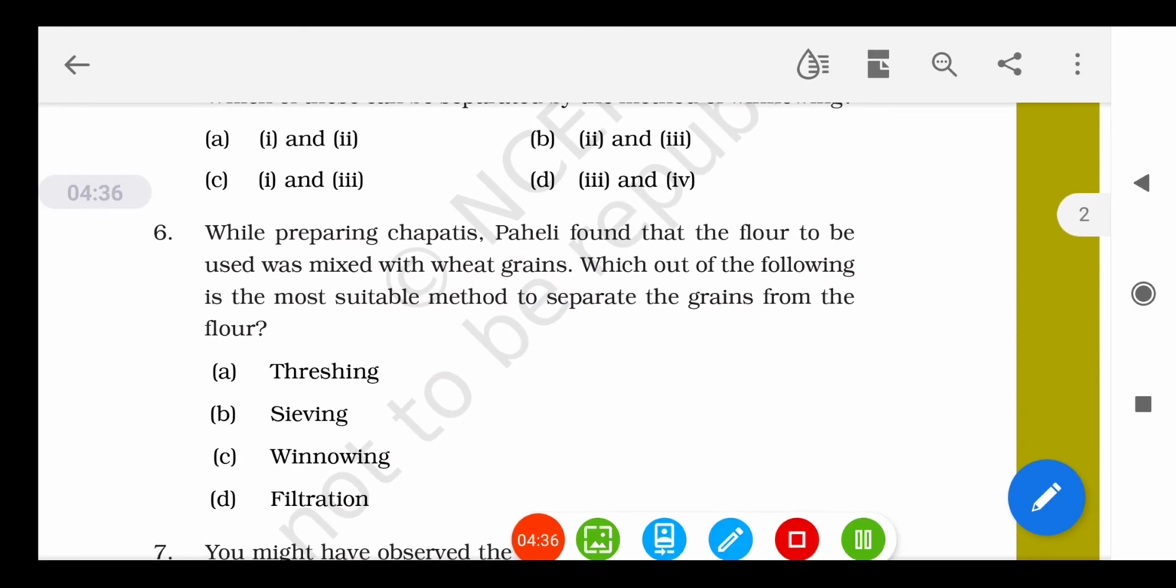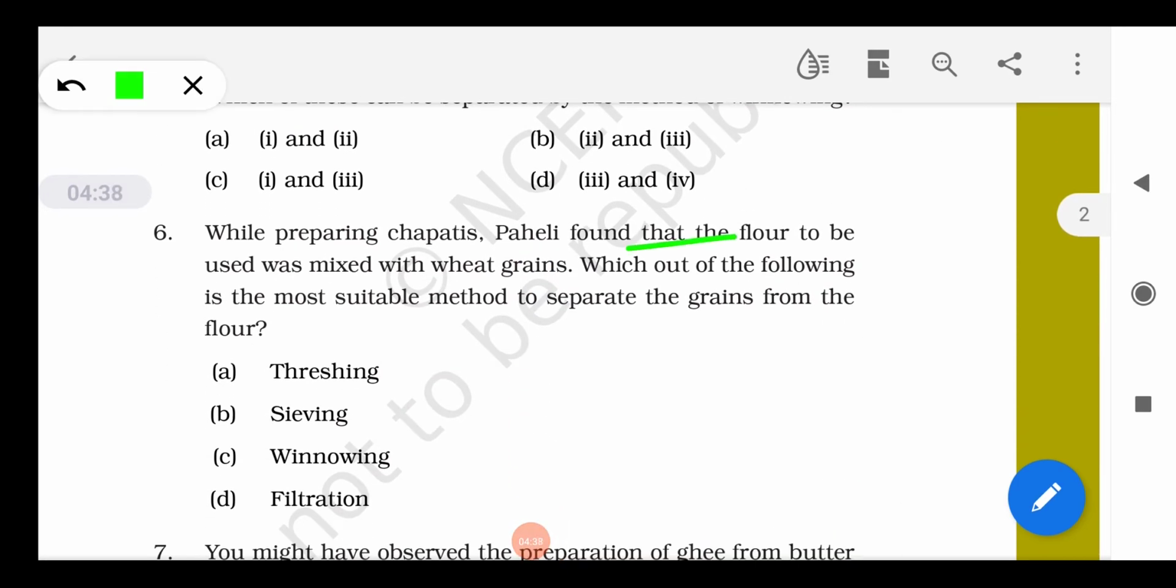Question number 6. While preparing chapati, Paheli found that the flour to be used was mixed with wheat grains. Which out of the following is most suitable method to separate grain from the flour?